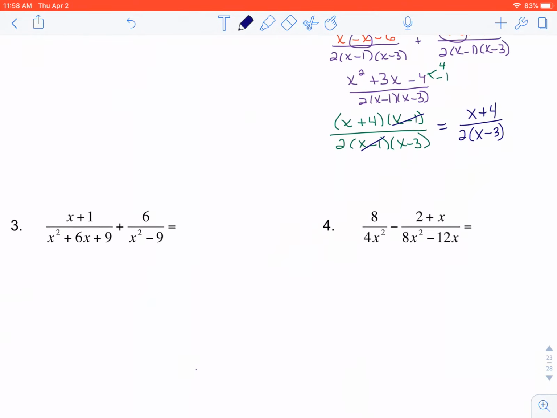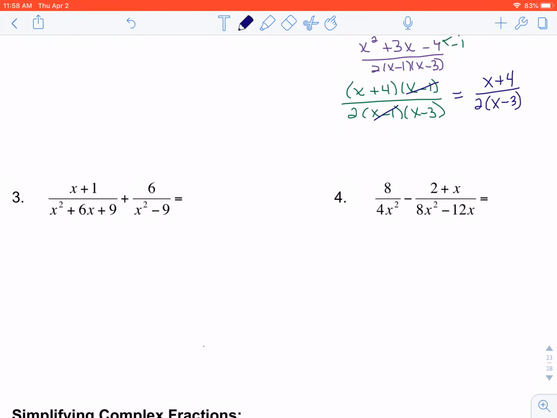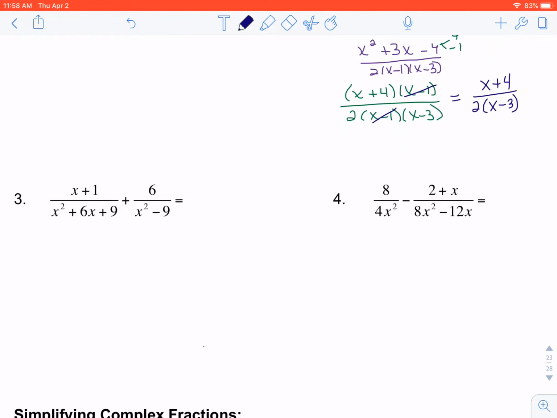So looking at number 3 and trying to do the same exact thing, factor first, we have a 9 trying to make a 6. So x plus 3, x plus 3. Really, that means we have x plus 3 squared. The second one is x squared minus 9. That's that perfect square pattern. So x plus 3, x minus 3.